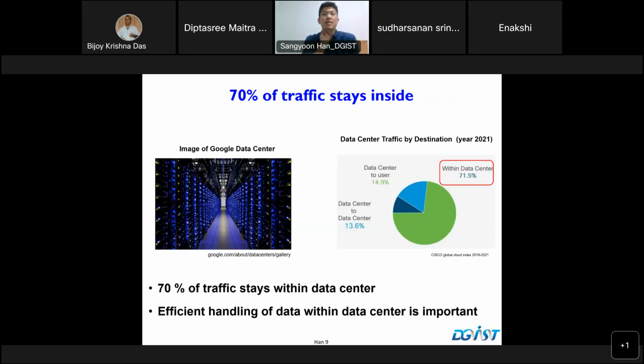If we look into data centers, the interesting thing is that 70% of the traffic data centers generate just goes around inside the data center. It never goes out. So in order to have an efficient data center, we first look into how to manage the circulation of data inside the data center between the servers.